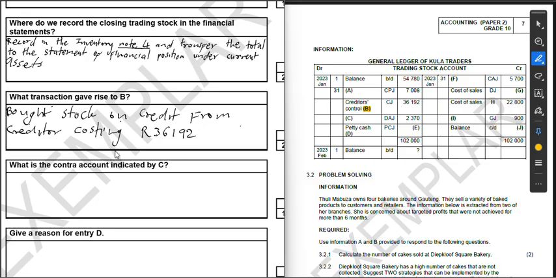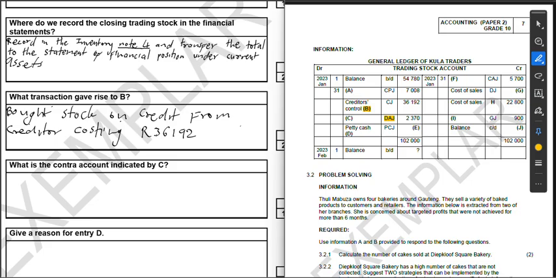Now, what is the contra account indicated by C? Ladies and gentlemen, let us look at that. The contra account indicated by C, this is DAJ. It simply means that goods were brought back. So if goods were brought back, who brought them back? Debtors. Do you see? DAJ. So here we have got our debtors control. Debtors control will be affecting our trading stock here, but via the journal, the debtors allowances journal. Okay, I hope you got that now, ladies and gentlemen.